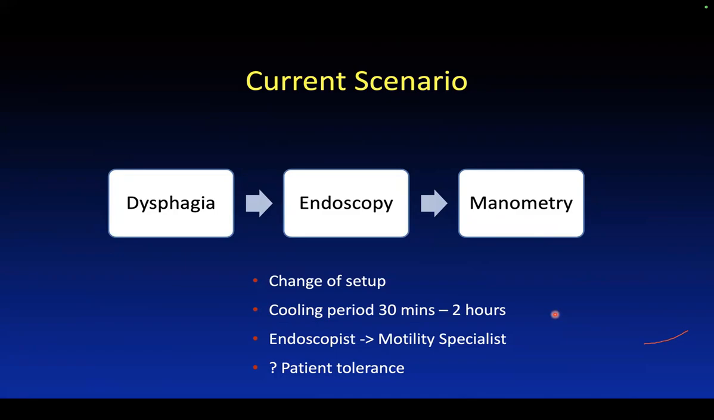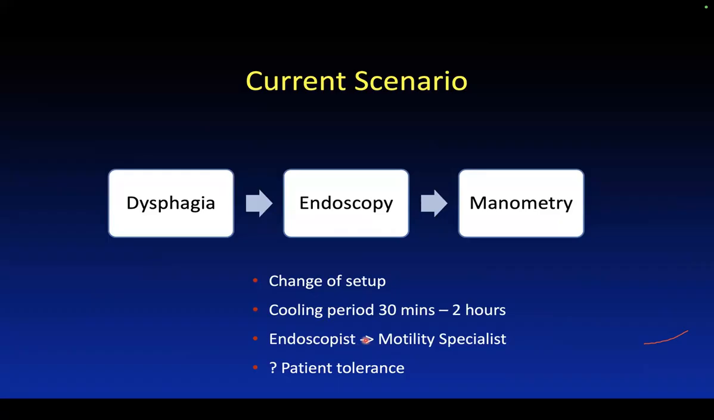So this involves a change of setup. This also involves a cooling period of say around 30 minutes to 2 hours, because when you've done an endoscopy, you've gone beyond the GE junction, you are actually opening up the LES. So you'd like to give some time for the LES to come back. And here, maybe you're dealing with two different people, the endoscopist, and most endoscopists might not be very good at doing motility studies.